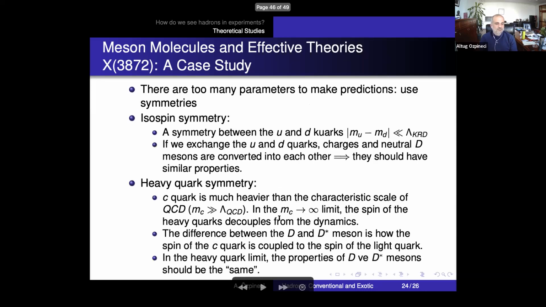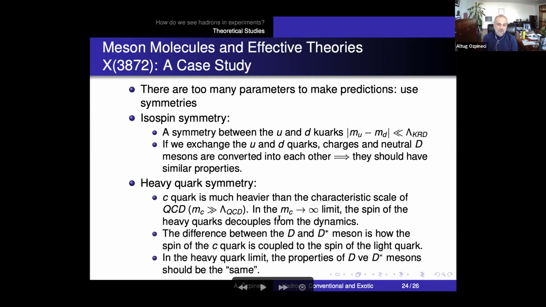Well, then the problem is there are too many parameters here. There are various tricks to go around them. Symmetry is one of them. And at least for this system, we have two important symmetries. One is the isospin symmetry, which basically tells us that if you just exchange up and down quark, nothing should actually change. If you think about the electromagnetic interaction, this just doesn't make sense. The up and the down quarks have different charges. So if you change the up and the down quark, all the electromagnetic properties would change.